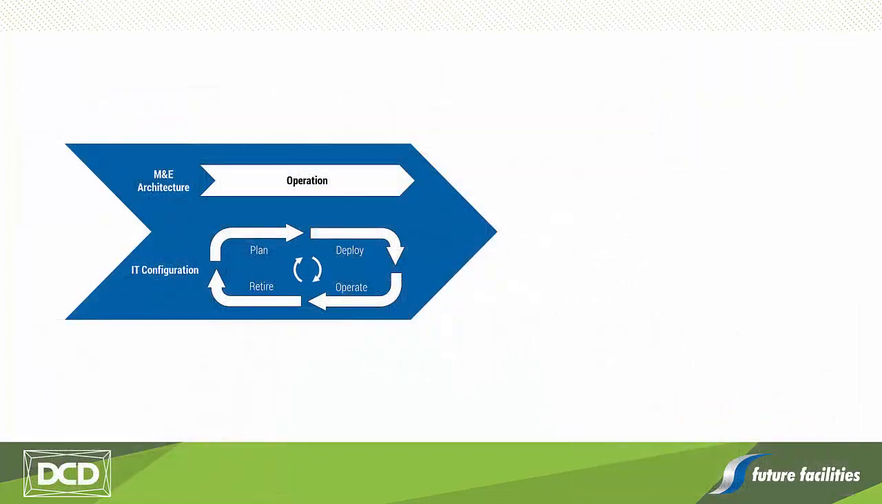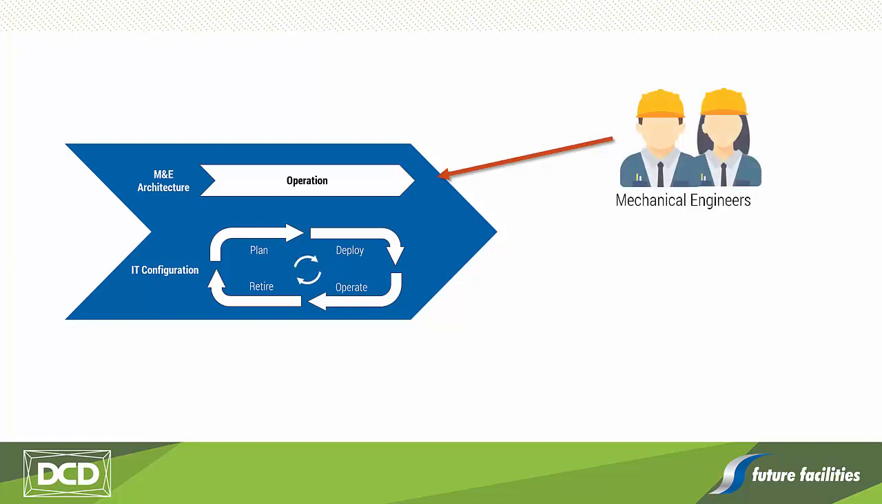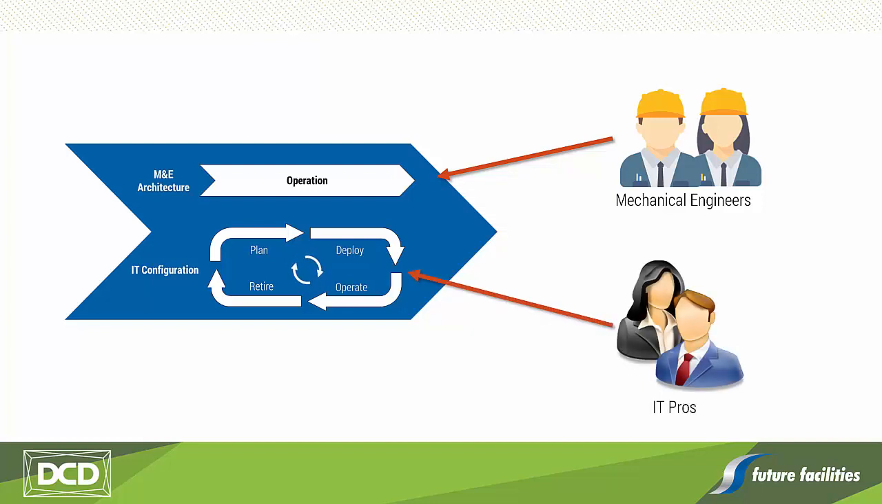So if we go back and think about our operational phase of the data center with its fixed M&E architecture but IT configuration in constant flux, we've got mechanical engineers who are responsible for that M&E and architectural static part of the equation. But we have IT professionals who are responsible for the constant design changes on the IT side. Now, those changes made by the IT professionals have an engineering impact, but if the IT professionals were engineers, they don't have time to be engineers anymore.